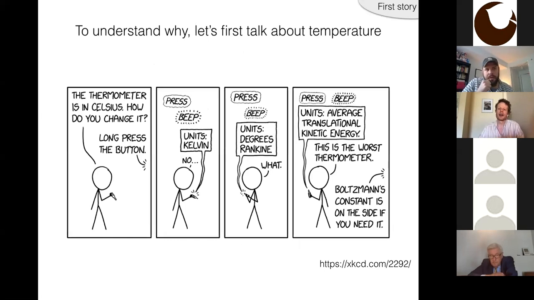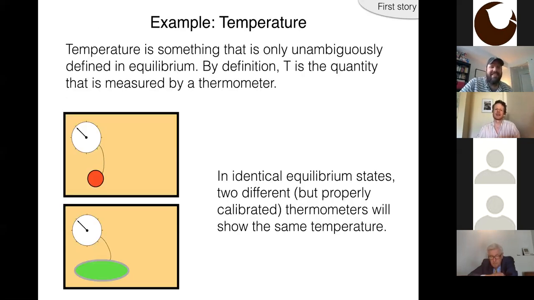To understand why, let's talk about temperature first. I'll let you read this XKCD cartoon. Okay, so clearly there are some subtleties about temperature. So let's talk about temperature. Temperature is something that is only unambiguously defined in equilibrium. And by definition, temperature is the quantity that is measured by a thermometer.